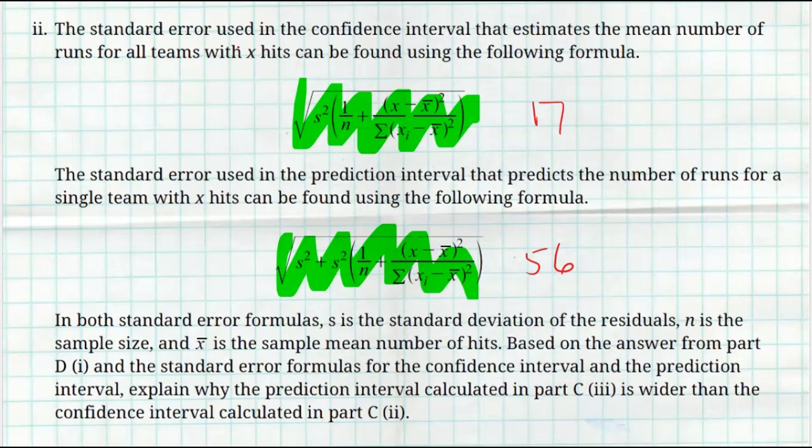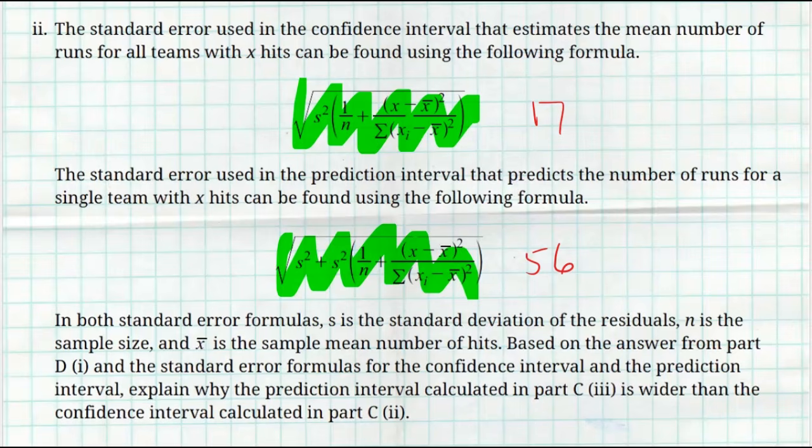But what they now say is, in both standard error formulas, S is the standard deviation of the residuals, N is the sample size, and X bar is the sample mean number of hits. Based on the answers from part D that we just answered, the one talking about the fact that the mean of a sample is going to vary less than a single observation, and using the standard error formulas that we just showed you here, explain why the prediction interval calculated in part C III is wider than the interval calculated in part C II. Okay, a lot of words here.